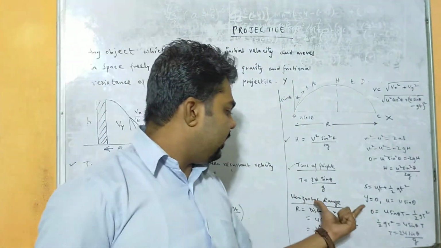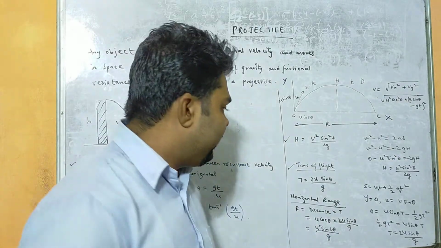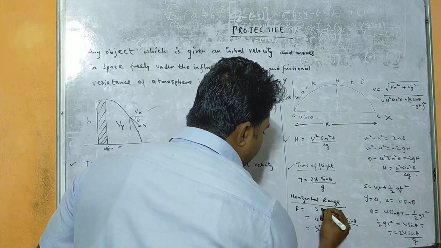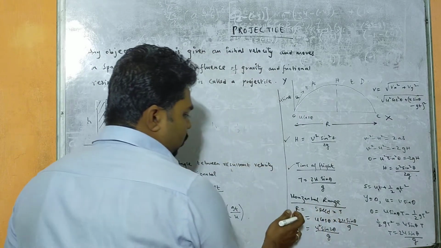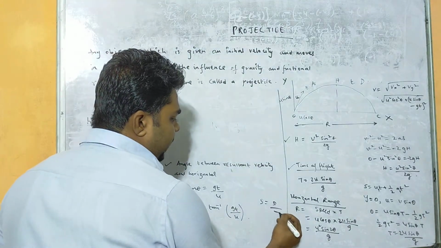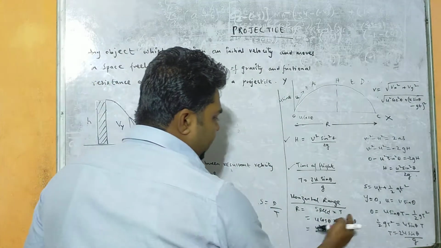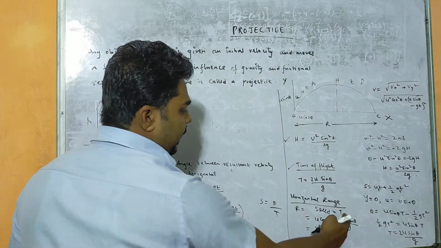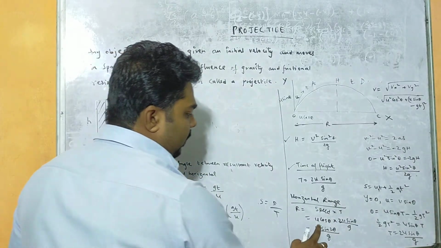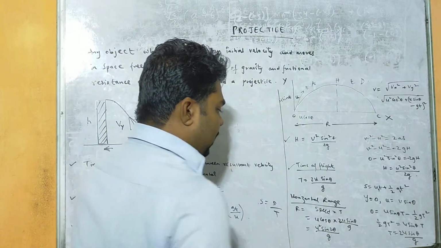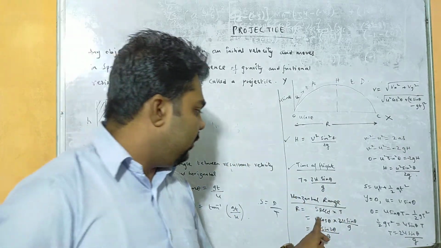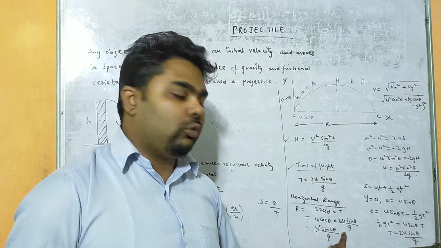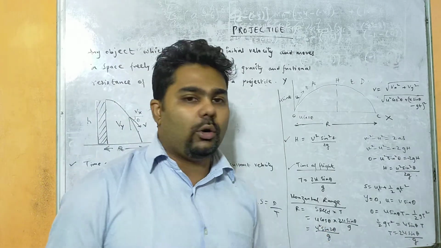Okay, horizontal range. We know speed is equal to distance by time, right? So distance equals speed into time. Speed is what, along the horizontal direction, u cos theta, and t is the time of flight. Now if you cross multiply, you will get u cos theta times 2u sin theta. Now 2 sin theta cos theta can be written as sin 2 theta, right? So u square sin 2 theta by g. This is the horizontal range.